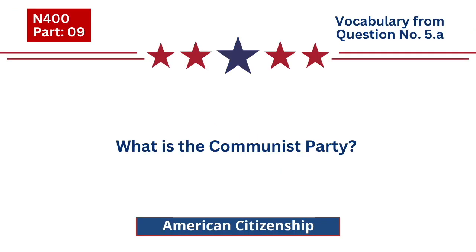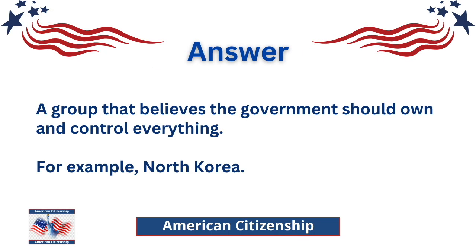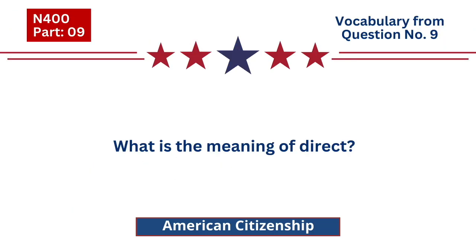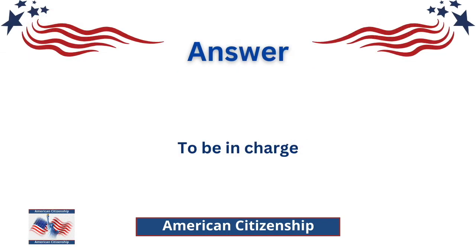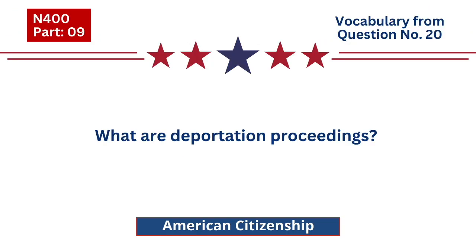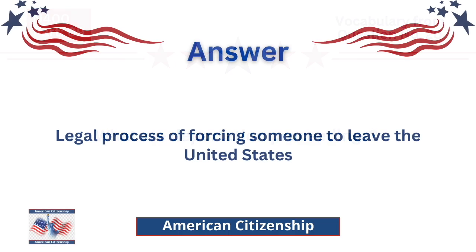What is the Communist Party? A group that believes the government should own and control everything. For example, North Korea. What is the meaning of direct? To be in charge. What are deportation proceedings? Legal process of forcing someone to leave the U.S.